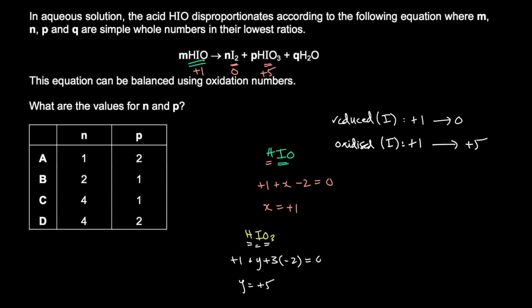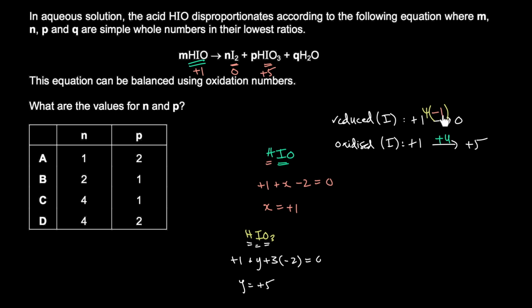So the change in oxidation numbers for the iodine atoms that are being reduced is minus 1. There's a decrease of 1. And for the ones that are being oxidized, there's a change of plus 4. The oxidation number is increasing by 4, which means that we need 4 iodine atoms to be reduced by minus 1, right?